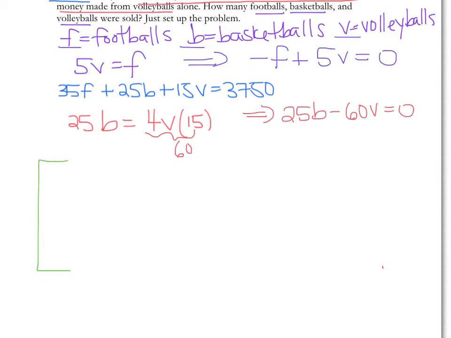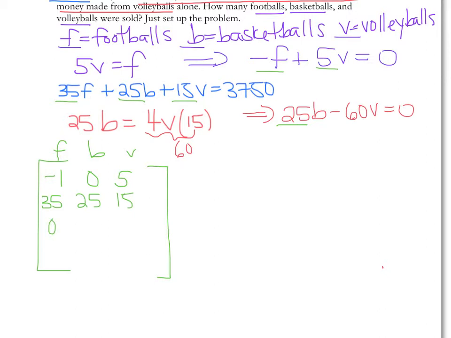First equation, so I know I want it to go F, then B's, then V's. First one, I have negative 1 football, 0 basketballs, and 5 volleyballs. Second one, I have 35 footballs, 25 basketballs, 15 for volleyballs. Third one, I have 0 footballs, 25 for basketballs, and negative 60 for volleyballs.